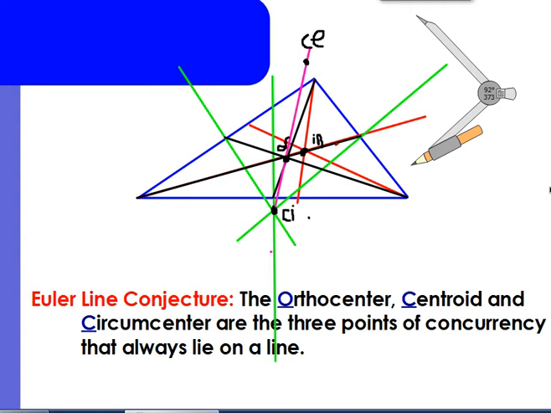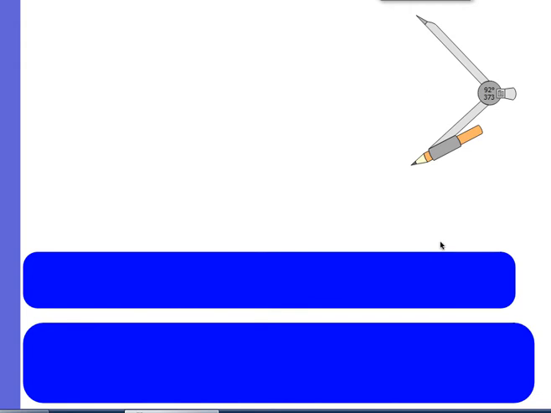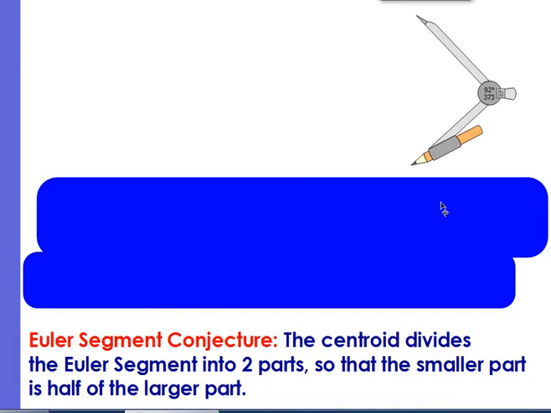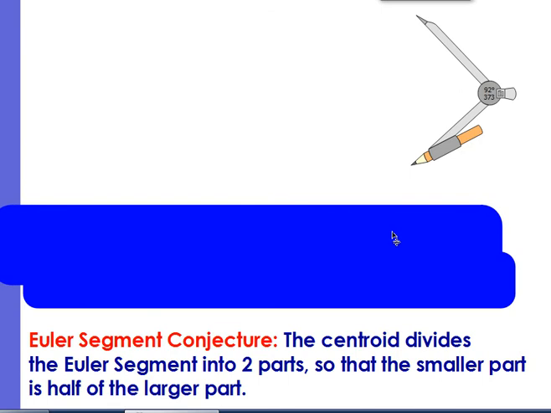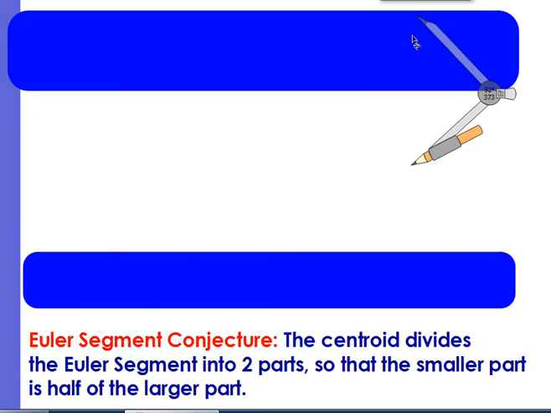So OCC. Orthocenter, centroid, and circumcenter are the 3 points of concurrency that always lie on a line. So our next conjecture is the Euler segment conjecture. The centroid divides the Euler segment into 2 parts, so the smaller part is half of the larger part.